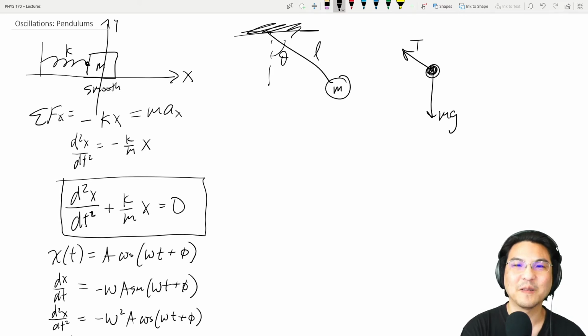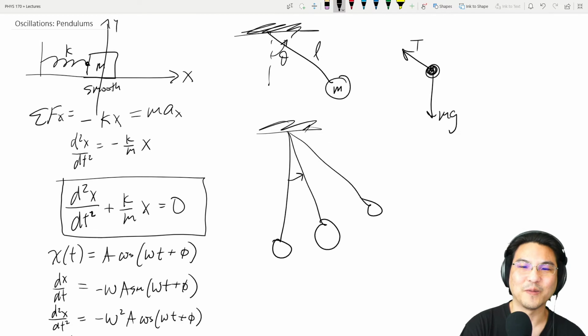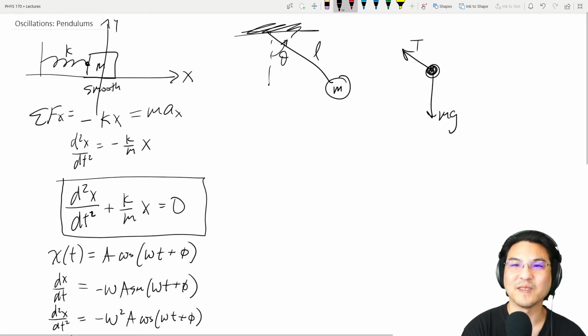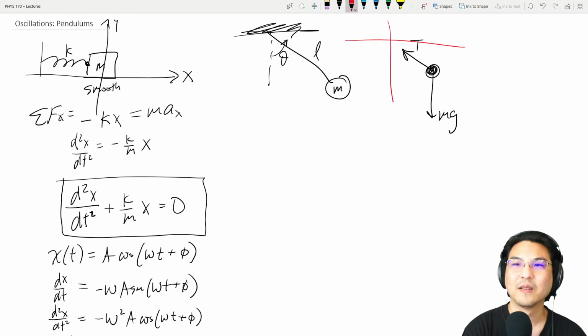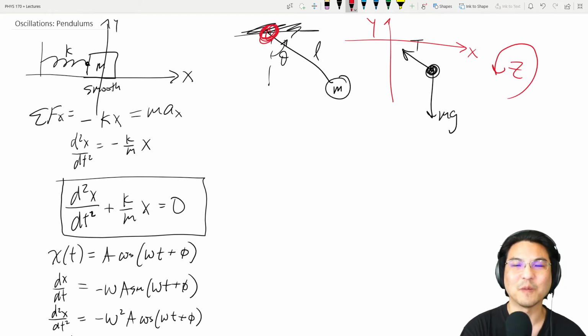Let's see. So if the angle is increasing counterclockwise, so for example, if it's just like this, let's say we call that 0 degrees, then if it's like this, that's positive, like say 30 degrees, 45 degrees, 60 degrees. So if we're calling counterclockwise positive, why don't I pick a coordinate system that is, if x is here, y is here, that means z is this way, counterclockwise out of the page, and I'll put the origin over here where the pendulum is pivoting.